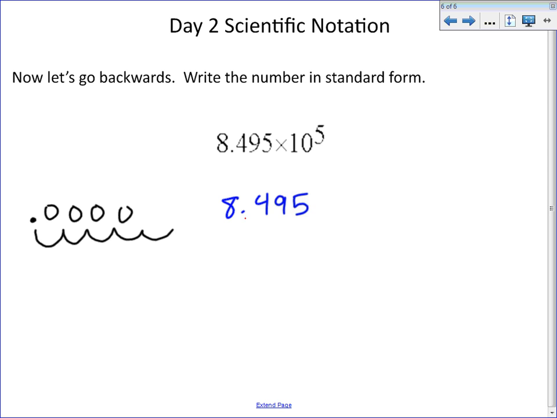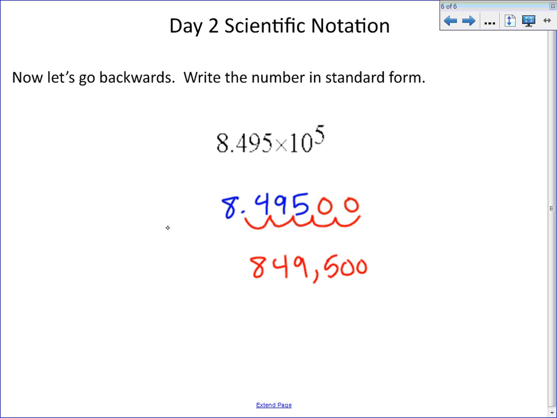Well, let's try moving it to the right, see if we get a big number. 2, 3, 4, 5. Now you have 849,500, which is a big number. We were supposed to move it to the right, so this is our answer.